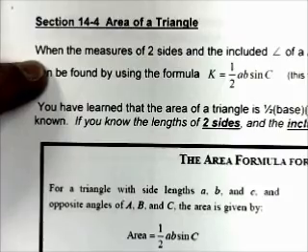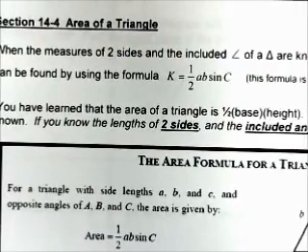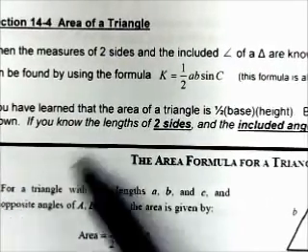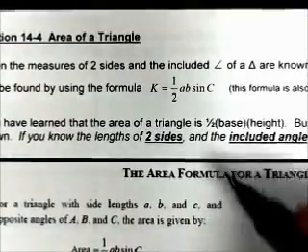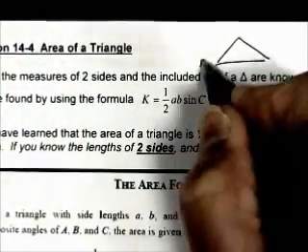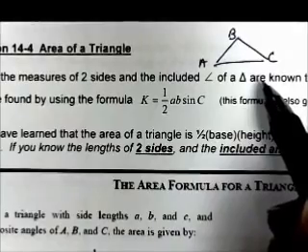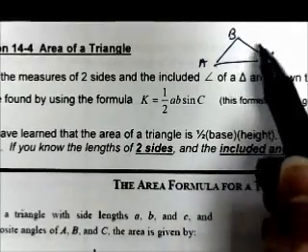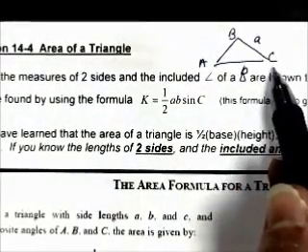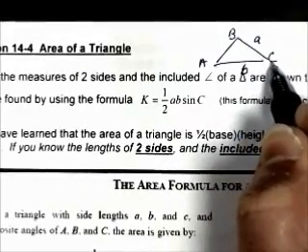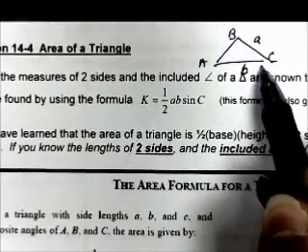When the measures of two sides and the included angle of a triangle are known, the area of the triangle, which is denoted by an uppercase K, can be found using the formula K equals 1/2 ab sine of C. In other words, we have a triangle ABC, and the area can be found by taking 1/2 the product of the two included sides, a and b, and the sine of the included angle, which would be C. So we need the lengths of the two sides that make up the included angle.